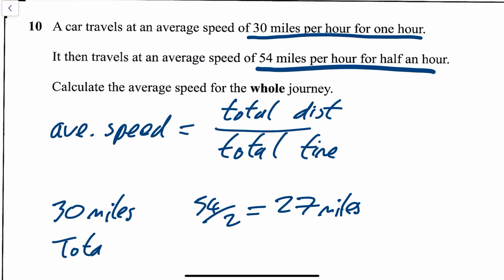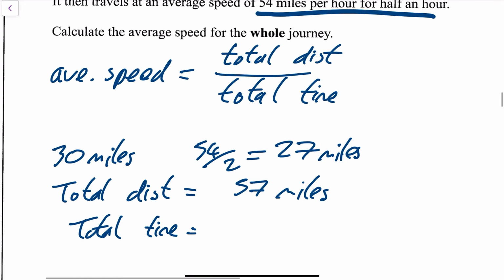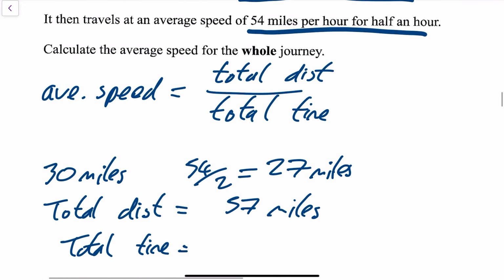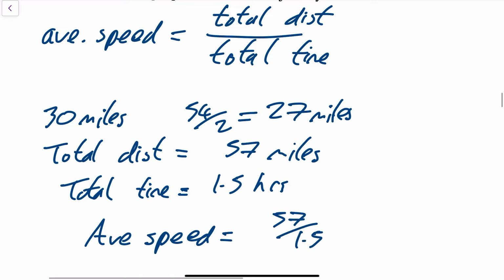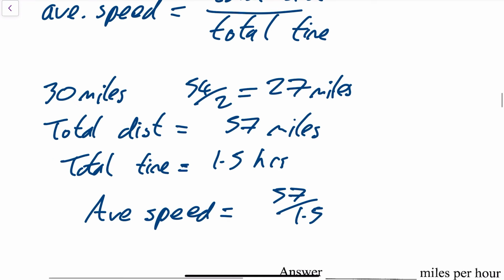So the total distance equals 57 miles, and the total time was an hour plus half an hour, so that's 1.5 hours. So your average speed is equal to 57 divided by 1.5. I think that's going to work out nicely, and it does indeed, which is 38 miles per hour.